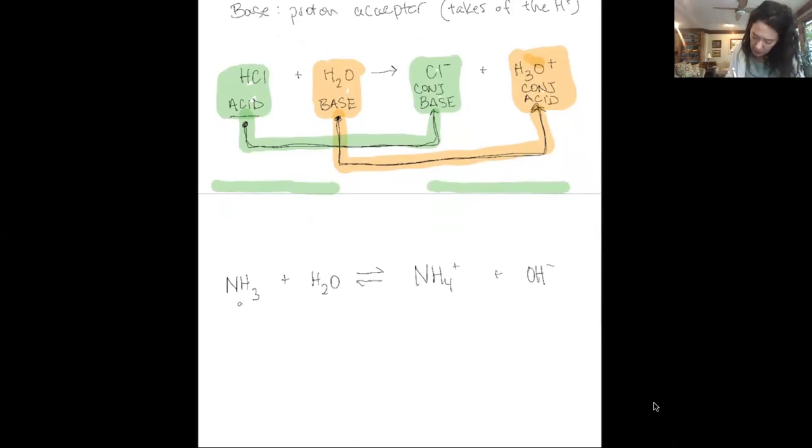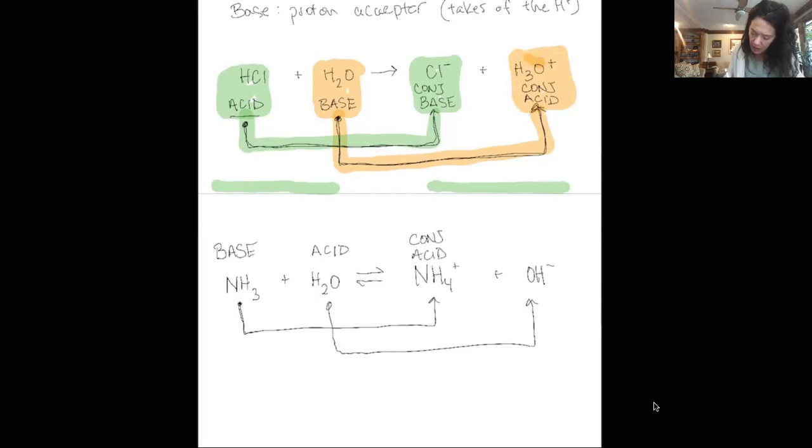So what I see is NH3 appeared to take the hydrogen. Therefore, it played the role of base. H2O appeared to lose a hydrogen, so it played the role of the acid. Therefore, for NH3 over here, NH4+ will be my conjugate acid. And for H2O over here, OH- will be my conjugate base. So once again, we have our conjugate acid-base pairs.